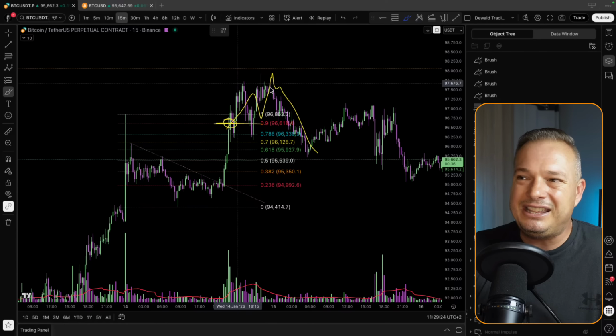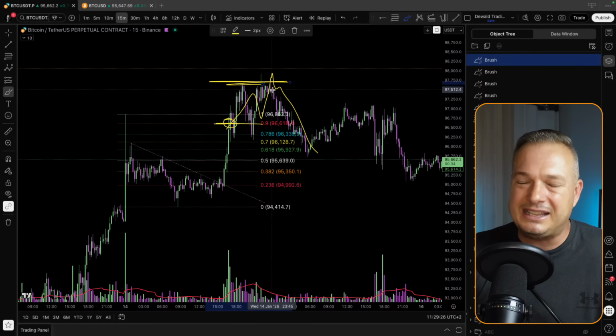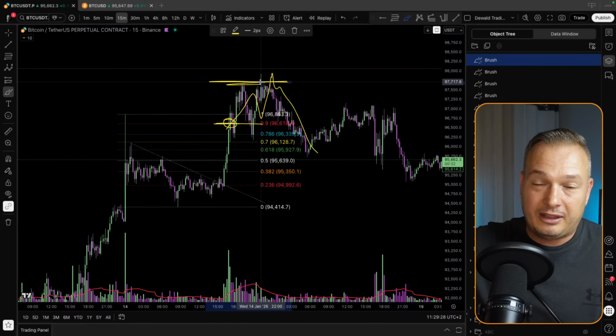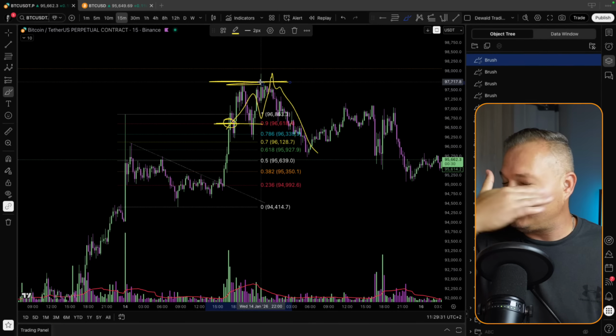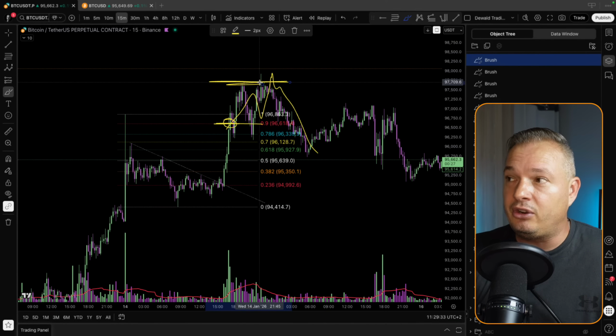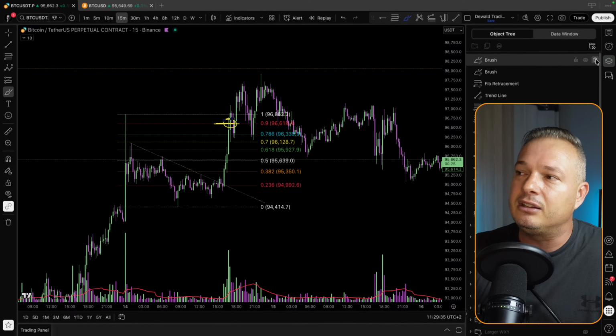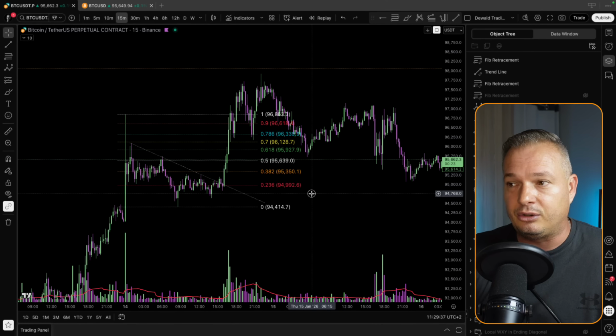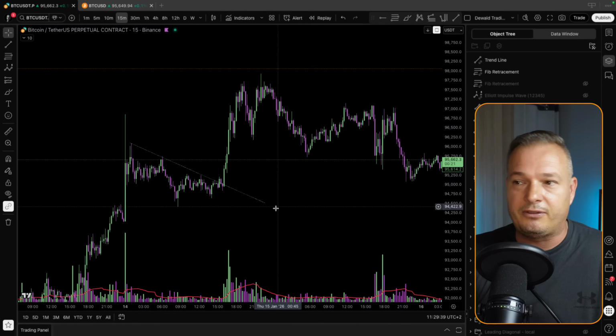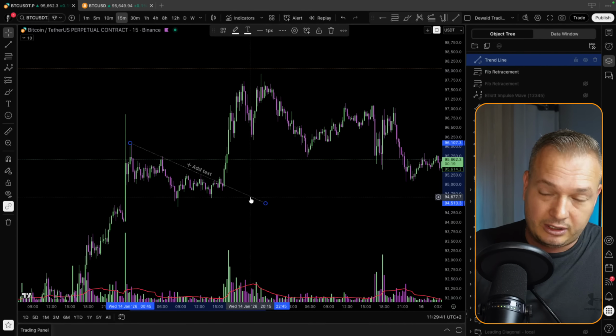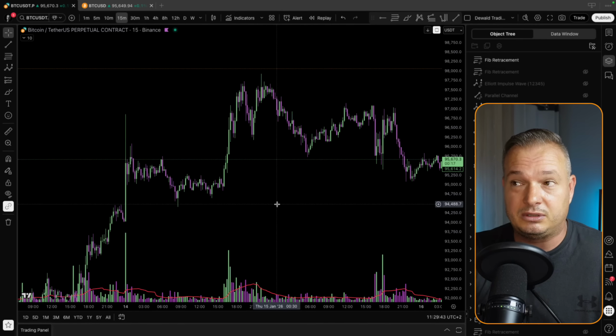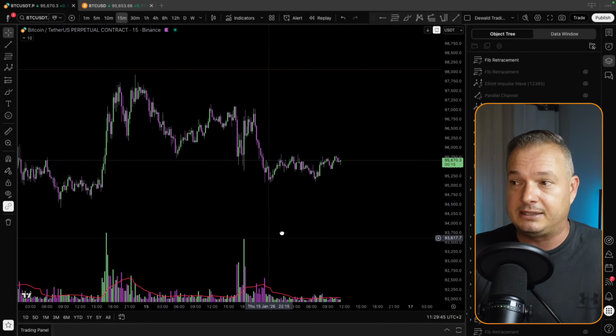So I wasn't really interested in this short. I knew that there's a chance that it could be the high of the entire structure. I was tired, I went to bed, I woke up very early that morning. I was just not feeling like trading anymore. But I did highlight the trading opportunity: rejection from the 1.382. Whoever got into that trade, let me know in the comments, because it doesn't get better than that.